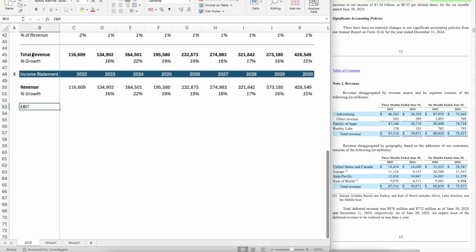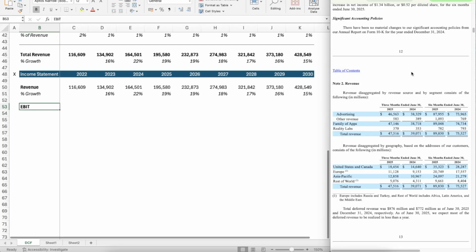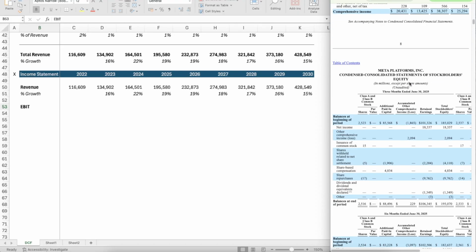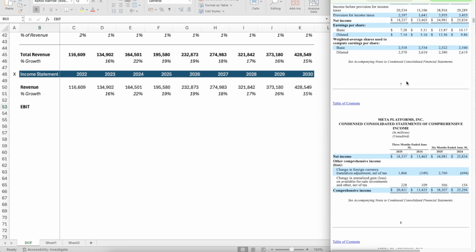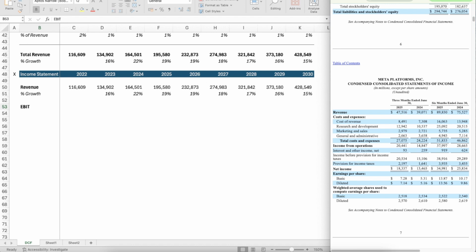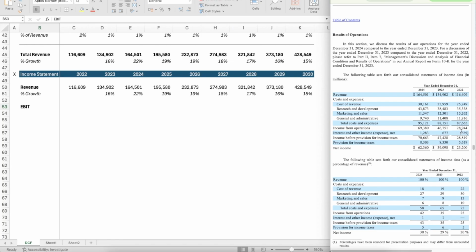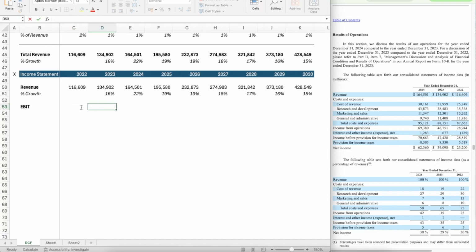And the next item is the EBIT. And the EBIT is the operating income, but it's pretty much the same. Occasionally there's things that differentiate the two, but for this purpose that's what we're going to refer to it as. So income from operations, that is your EBIT.